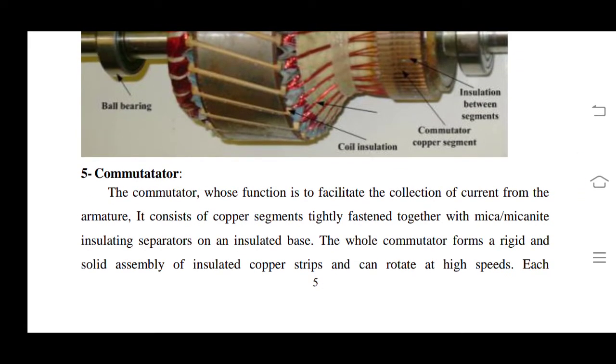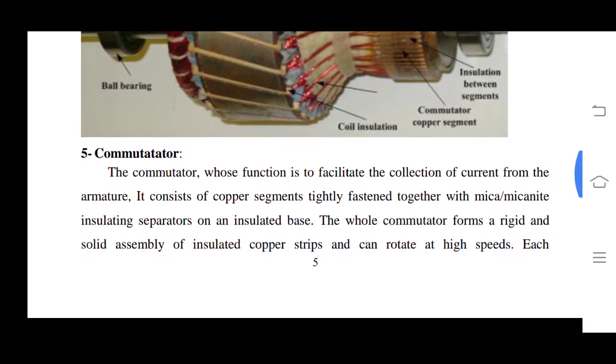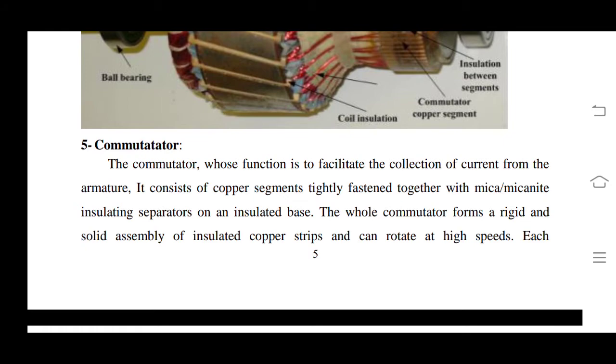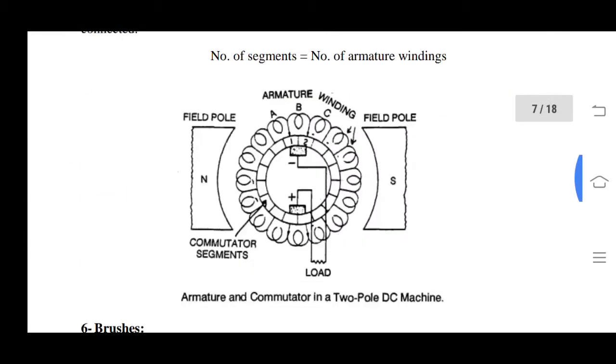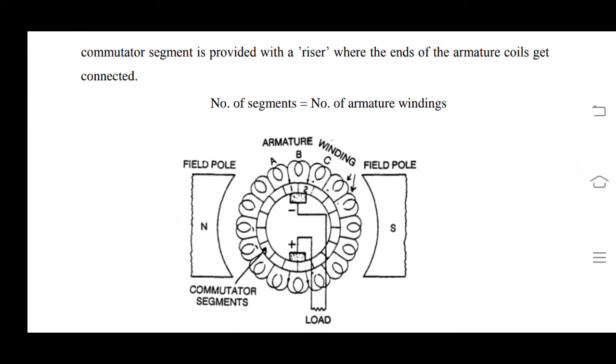The function of the commutator is to collect the current from the armature. It consists of copper segments tightly pasted together with a mica insulating separator on an insulated base. The whole commutator frame forms a rigid and solid assembly of insulated copper strips and can rotate at high speed. The commutator segment is provided with a riser where the ends of the armature coil get connected.